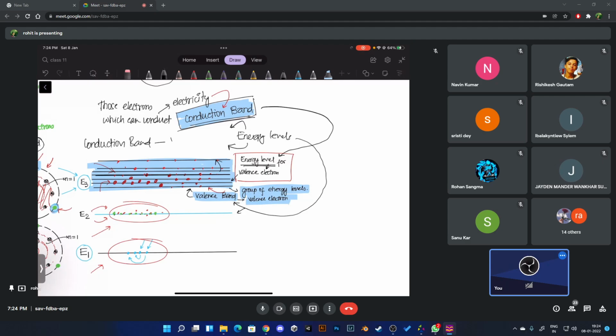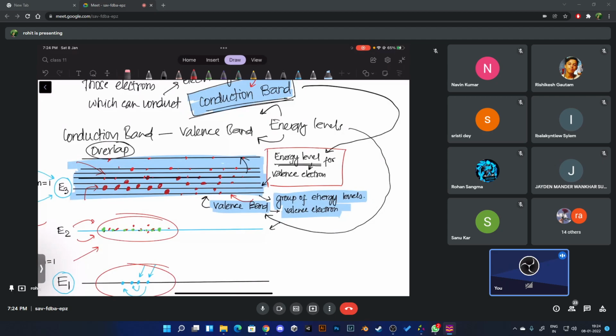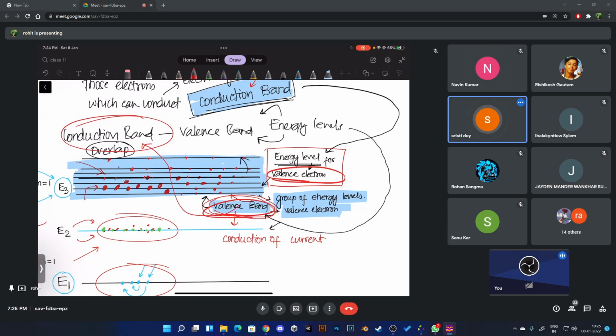Valence band. What do they do? They are separated or they overlap? Overlap. And you know what it means? Overlapping here means that those electrons which are in the valence band in a metal are also responsible for conduction of current. Therefore, they are also present in which band? Conduction band, and they can conduct electricity.